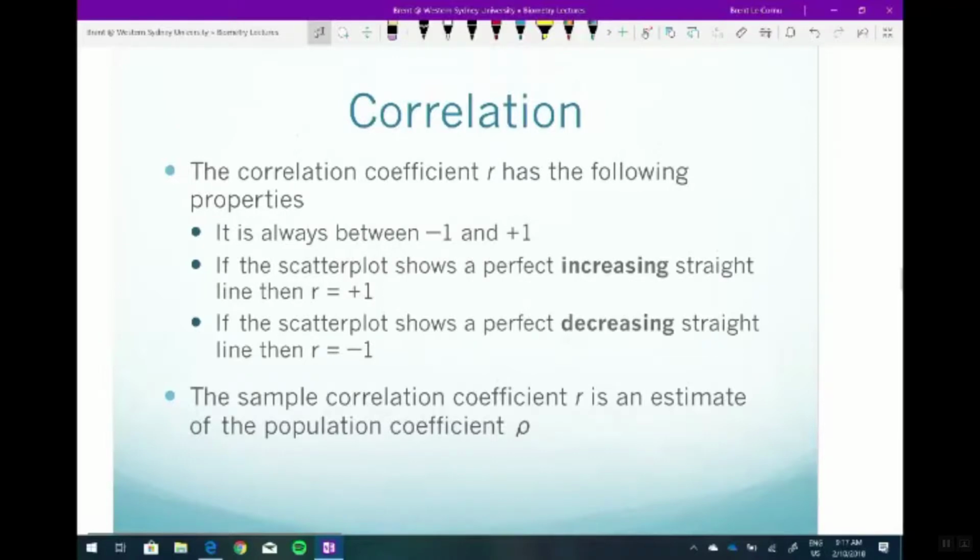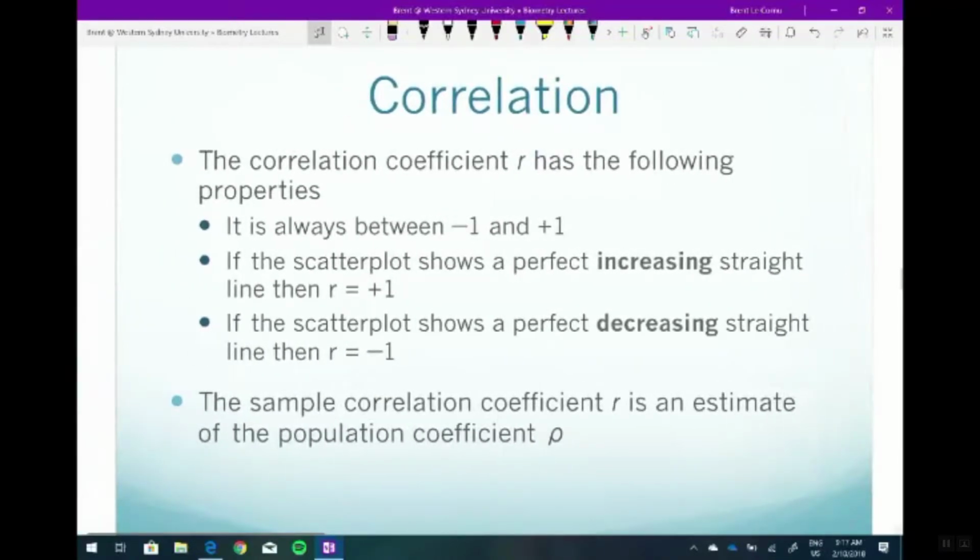A couple of properties of the correlation coefficient. It has to always be between -1 and 1. Okay? Always between -1 and 1. If you ever get a correlation coefficient outside of that range, well, you've made a mistake. That's not possible. If someone tells you they have a correlation outside of that range, not possible. They must have made a mistake.